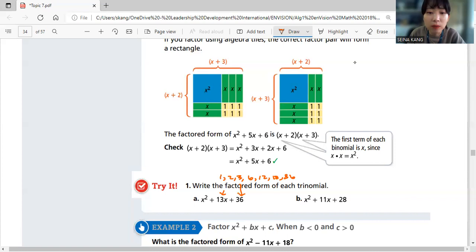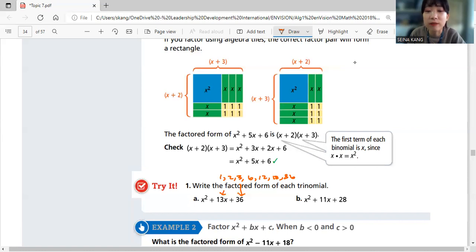Okay. 12 times 3 is 36. If you add them, it's 15. So no. 18 times 2 is 36. 18 plus 2 is 20. So no. 36 and 1, 37. No.